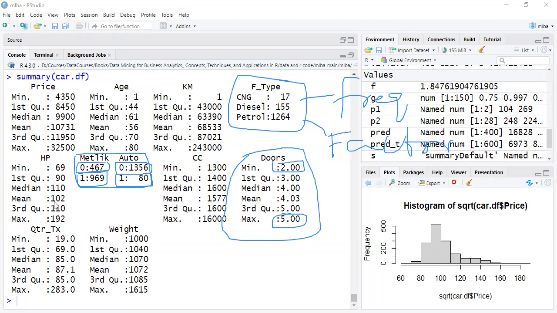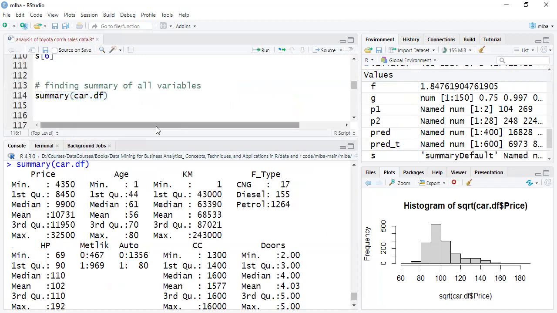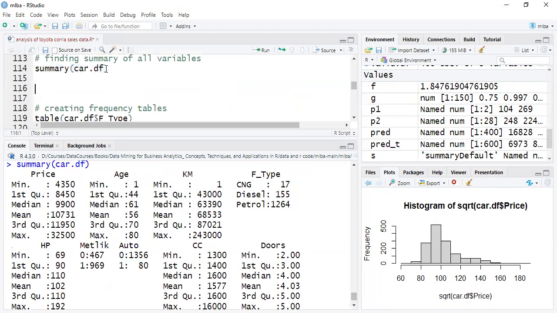So a very simple and very powerful command is the summary command, which gives us complete statistics of the complete data frame. All of the variables in your data frame can be analyzed by this simple command.